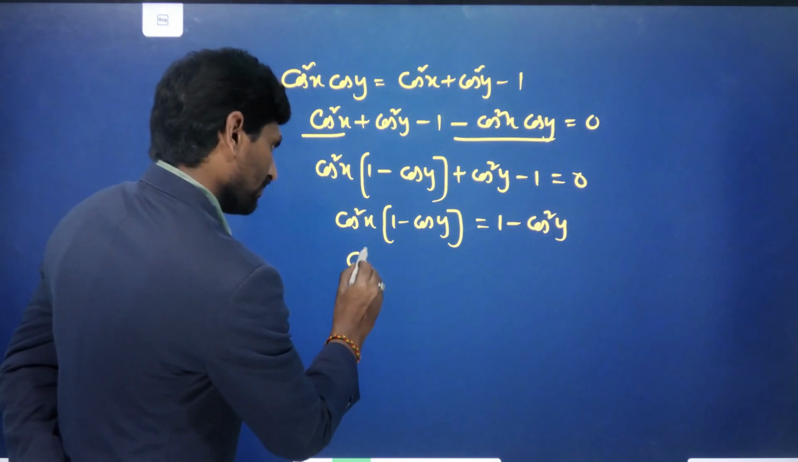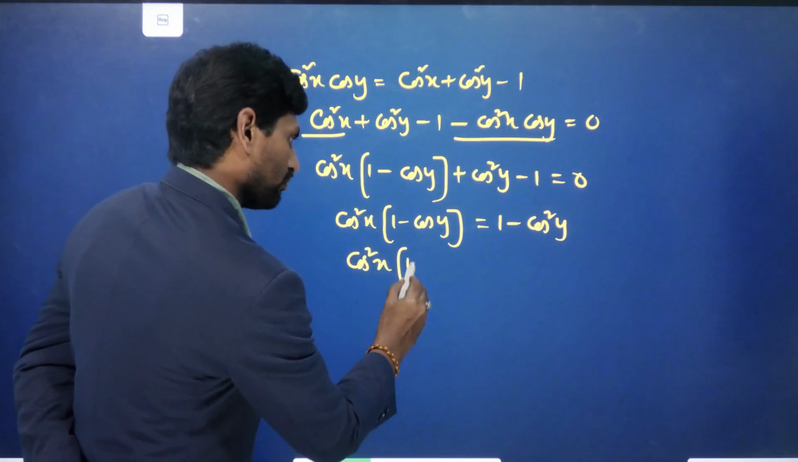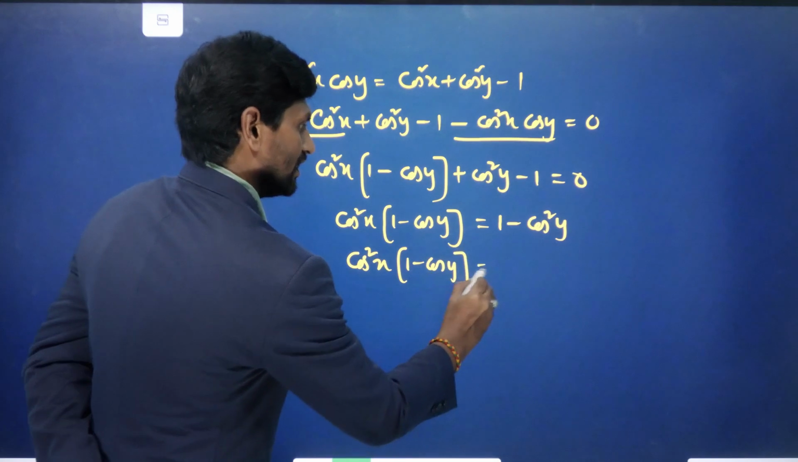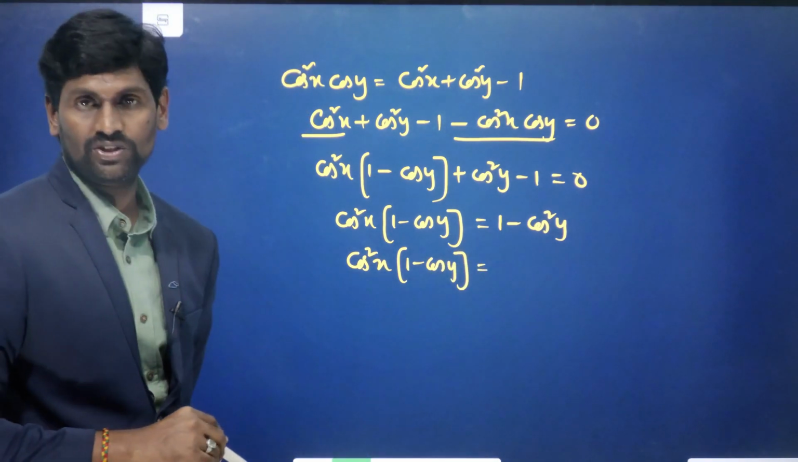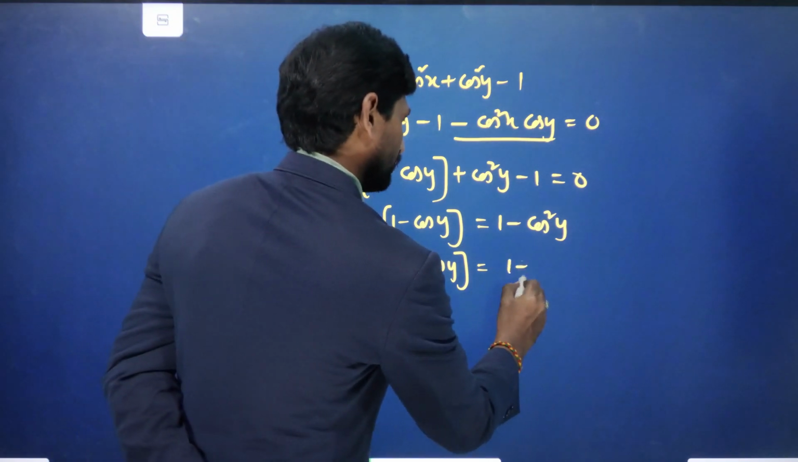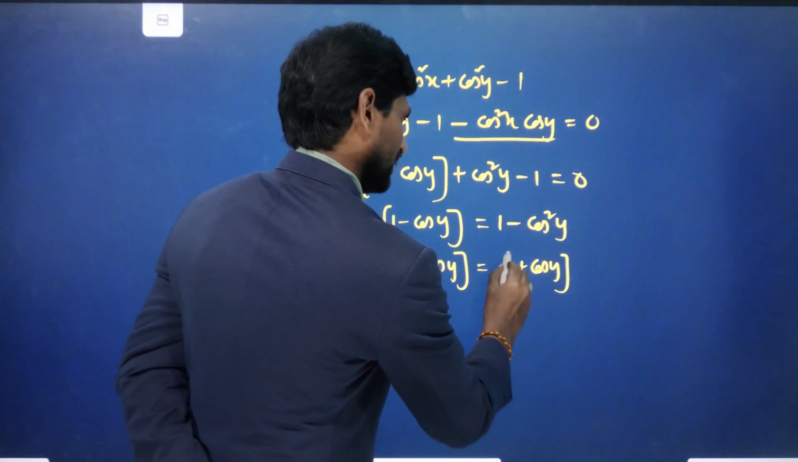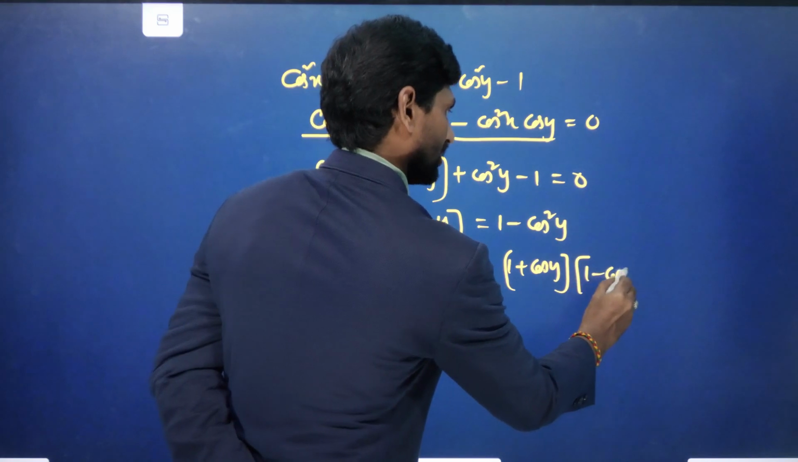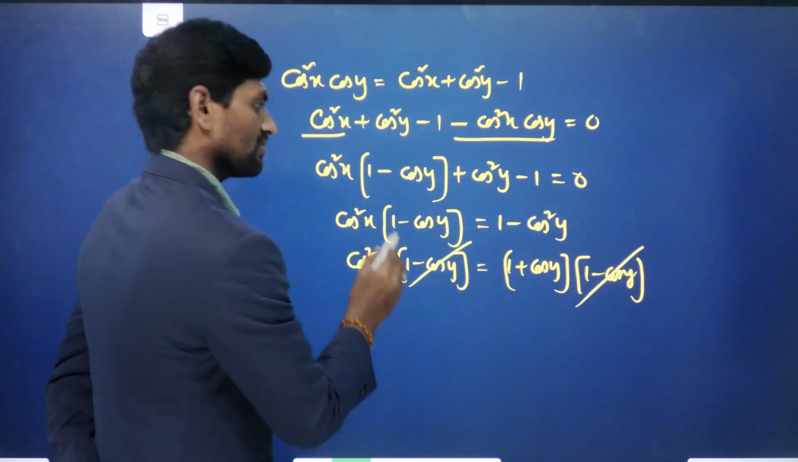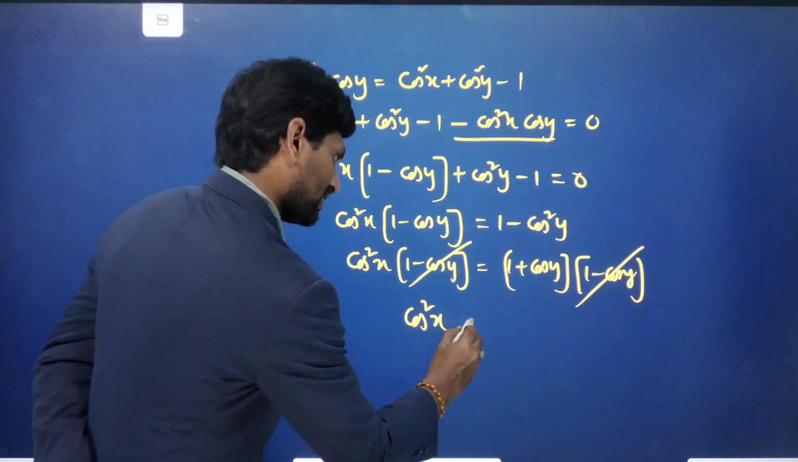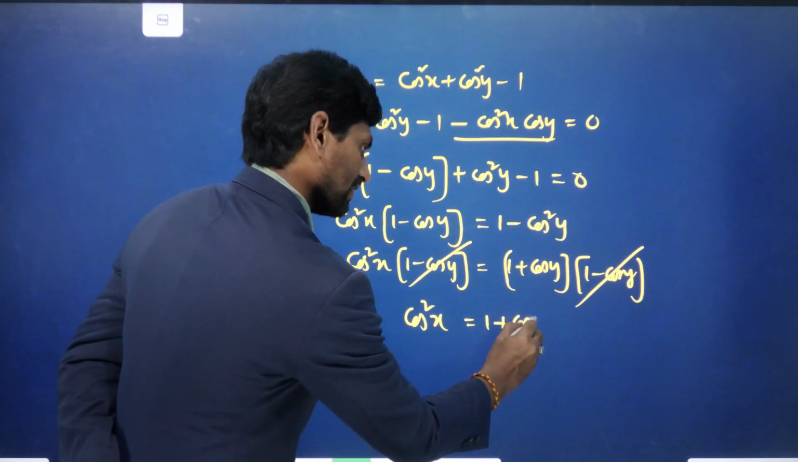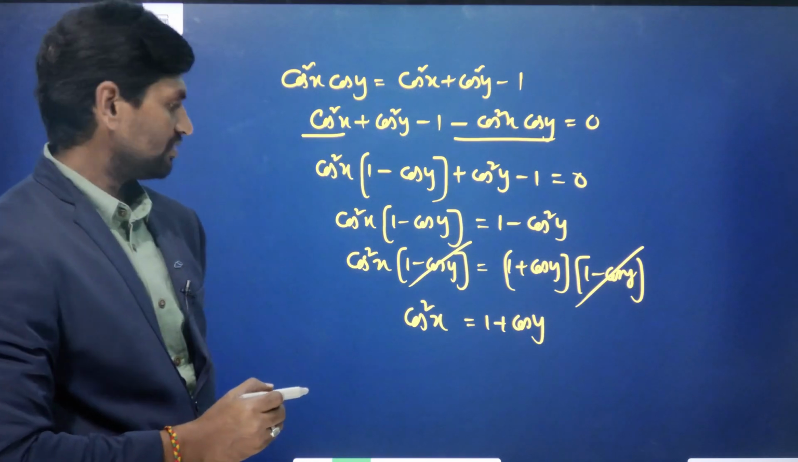Now this one we can find that cos square x into 1 minus cos y. This one I can write 1 square. That means it is in the form of a plus b into a minus b, a square minus b square. So 1 plus cos y into 1 minus cos y. So 1 minus cos y, 1 minus cos y cancel. The answer remaining is cos square x is equal to 1 plus cos y.